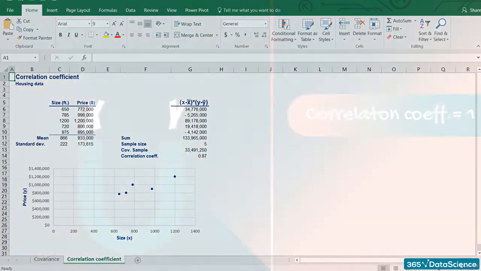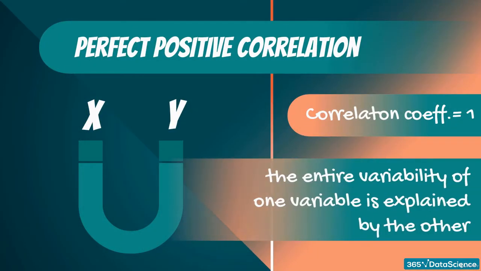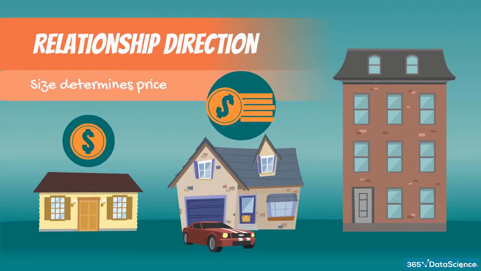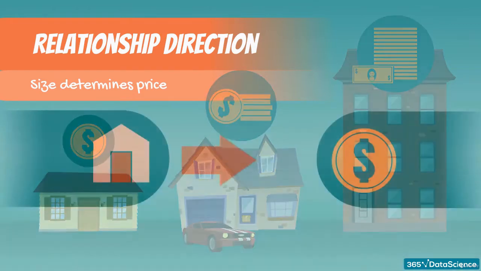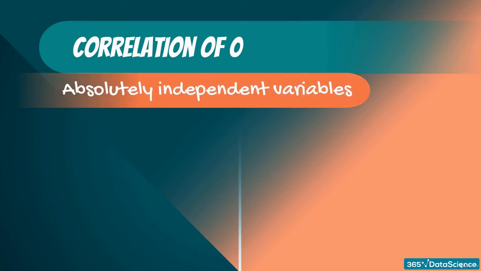A correlation of 1, also known as perfect positive correlation, means that the entire variability of one variable is explained by the other variable. However, logically, we know that size determines the price. On average, the bigger house you build, the more expensive it will be. This relationship goes only this way. Once a house is built, if for some reason it becomes more expensive, its size doesn't increase, although there is a positive correlation. Okay, a correlation of 0 between two variables means that they are absolutely independent from each other.